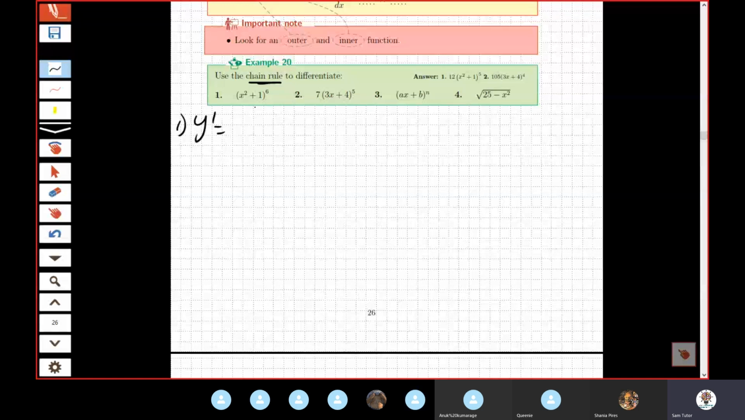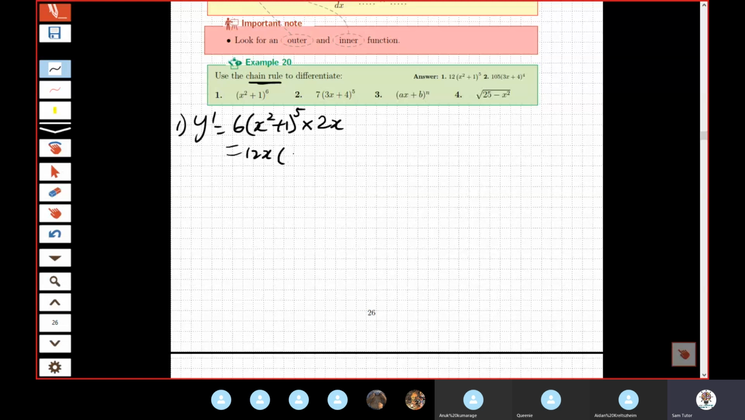Let's go. Chain rule. Let's differentiate this. Yep, bring the 6 down. It'll be 6 bracket x squared plus 1 to the power of 5 times. You have to now differentiate the inside, times 2x. Done. Thank you very much.